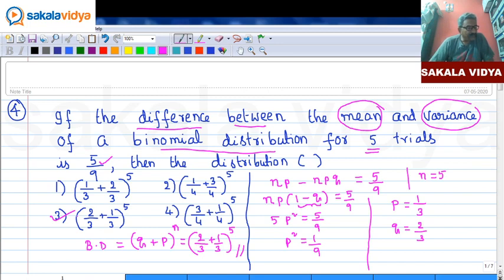How many questions come from matrices? At least you are new, I think so. Right.